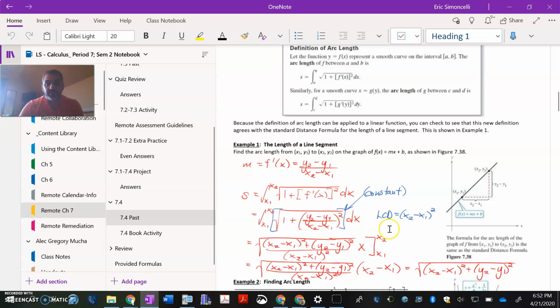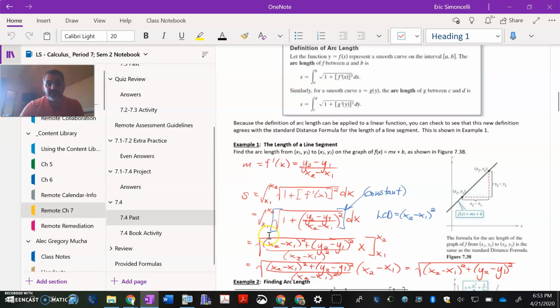Well, we do a little bit of manipulation. The LCD principle takes shape. In this particular case, I multiplied 1 by x sub 2 minus x sub 1 quantity squared, both numerator and denominator technically. So that allowed me to combine the two as a single fraction, right? So you get x sub 2 minus x sub 1 squared plus y sub 2 minus y sub 1 squared, all over the common denominator, x sub 2 minus x sub 1 quantity squared.